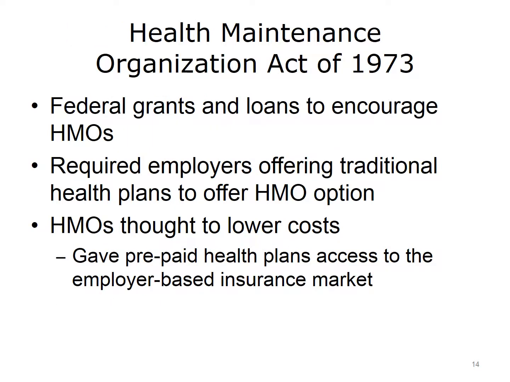Due to rising healthcare expenditures in the late 1960s, the Health Maintenance Organization, or HMO Act of 1973 was passed into law in an attempt to lower rising healthcare costs. The law provided federal grants and loans to encourage the development of HMOs and required employers with 25 or more employees that offered traditional health plans to also offer an HMO option.